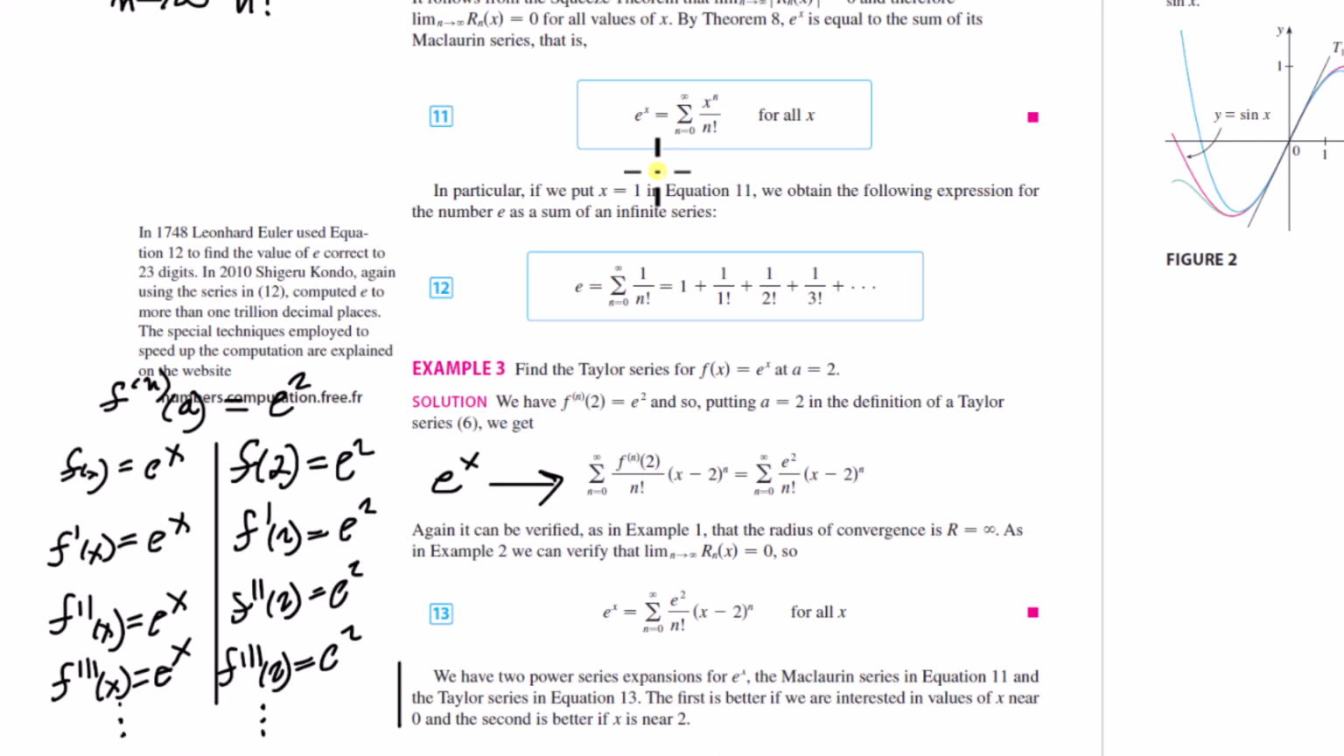If you're trying to evaluate e to the x for something around 10, you would not have to use as big an n value if you were centered around that point. But technically, you never have to use anything but the Maclaurin series for e to the x, for any x from negative infinity to infinity, as long as you're willing to use a large n value if you need it.